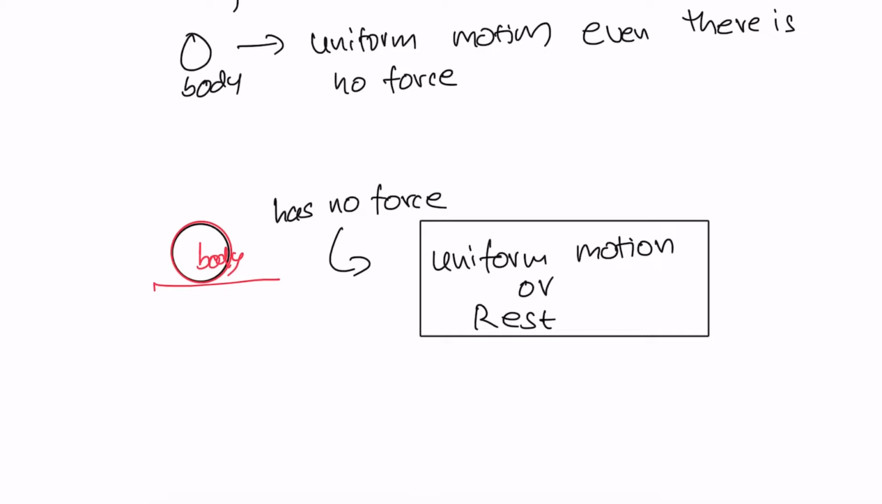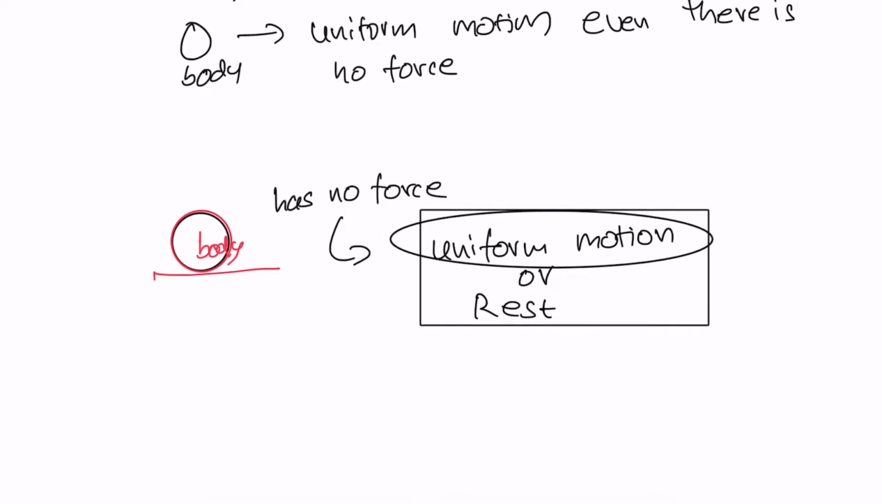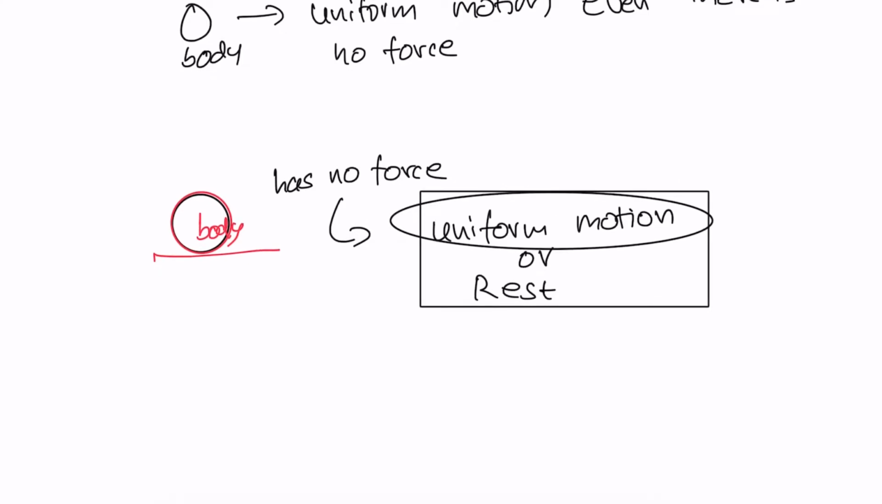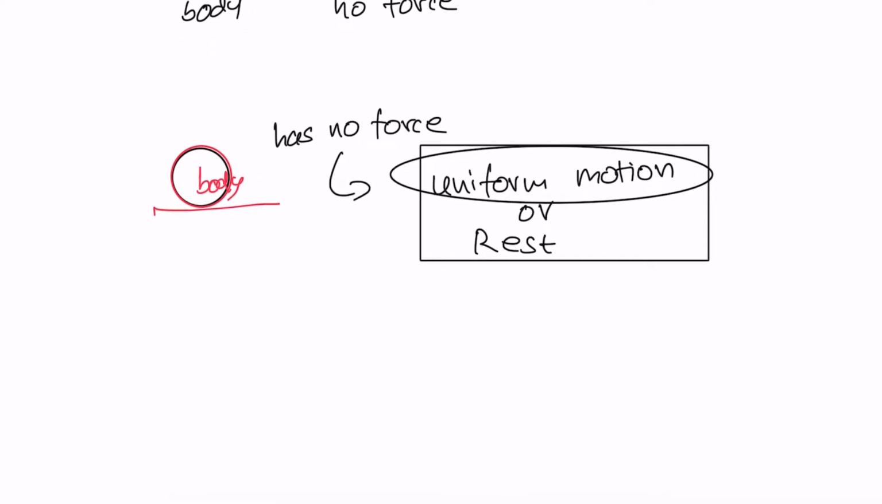So after this experiment, we get this point additionally. What is that? The body is moving with uniform motion. So ancient scientists believed that with no force on the body, the body is always in rest position. But now after the Galileo experiment, we concluded that additionally, not only is it in the rest position, it can become uniform motion.